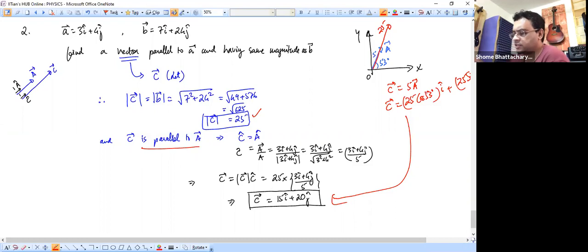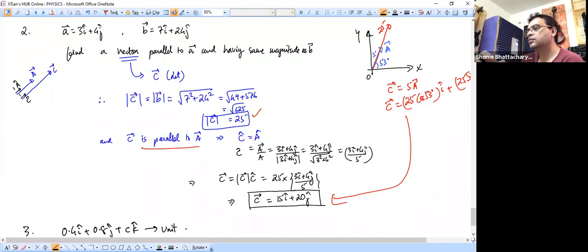So the third question, beta, is very simple. You have to just use the formula that if the given quantity is a unit vector, its magnitude should be 1. So the quantity 0.4 i cap plus 0.8 j cap plus some c k cap is a unit vector. That means its mod should be 1.